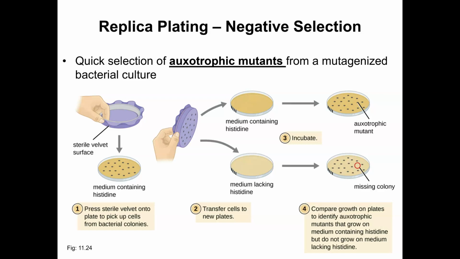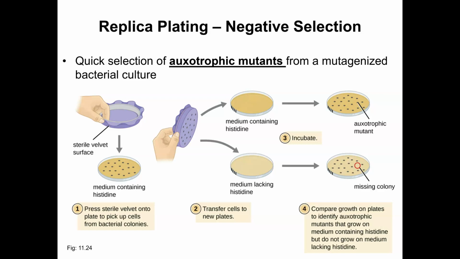So in this example, we start with a Petri plate with colonies. Okay, this media contains histidine. All of the colonies grow. So what we're going to do is we're going to transfer the colonies using sterile velvet. Yes, velvet. You press that velvet against the plate, and you get an imprint of all the colonies. And then you take the velvet and you start pressing it to clean plates to inoculate. So we call this replica plating because you're replicating the first plate.